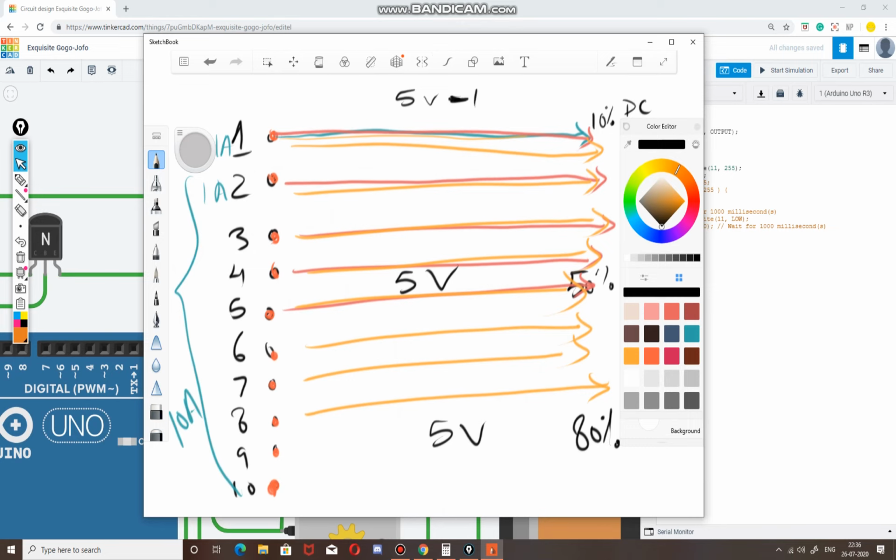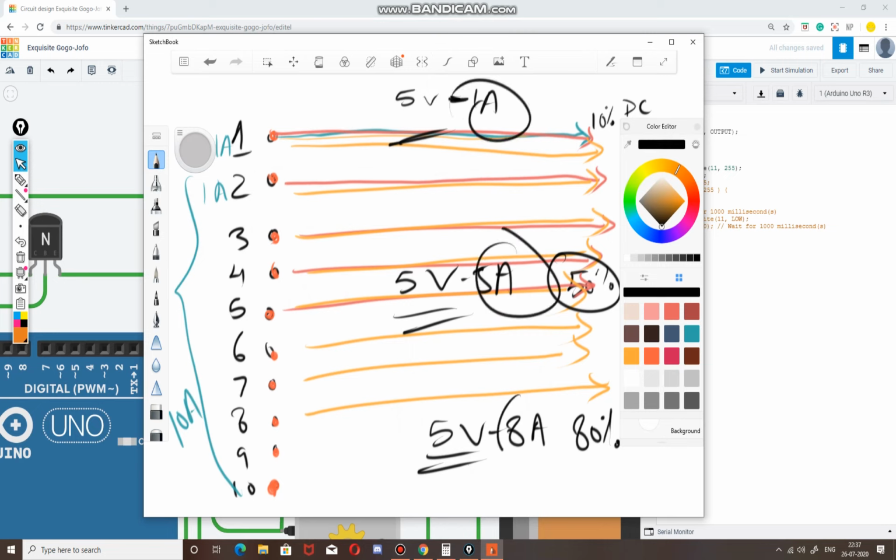So 5 volt 1 ampere is going here, and then here again 5 volt 5 ampere is going in case of 50% duty cycle, and then again 5 volt 8 ampere current is going. Alright, this 5 volt remains same, it does not change. This current flow through the transistor is actually what's changing. The transistor is allowing more current to flow in that time.